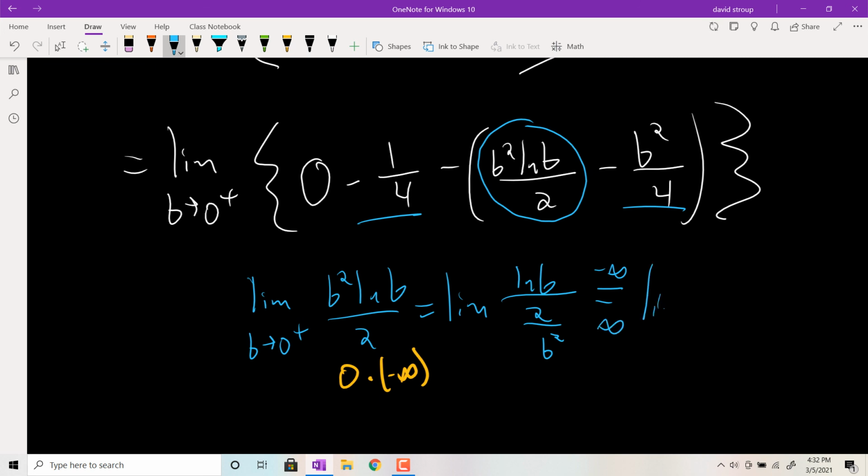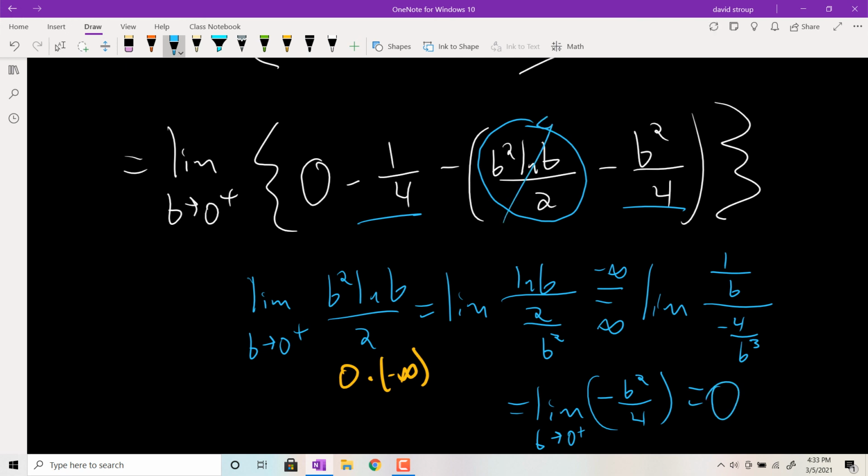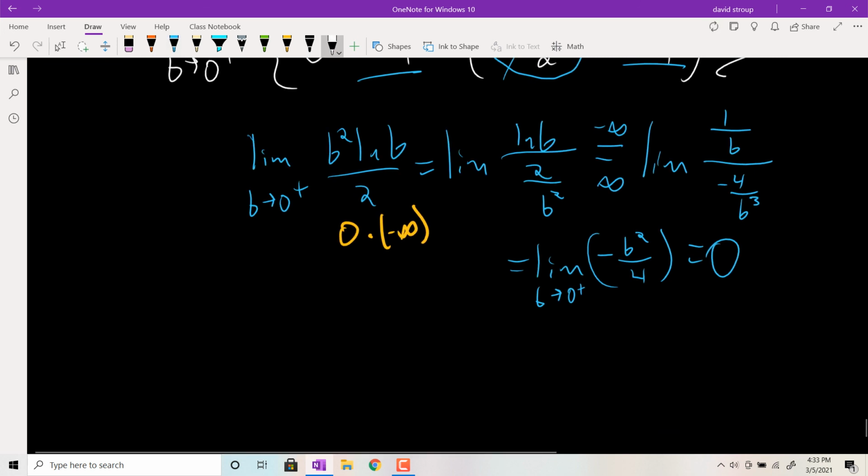All right, so I go limit of 1 all over b all over negative 4 all over b cubed. So that'll be the limit, if you multiply by reciprocals, negative b cubed over 4b, which will be negative b squared all over 4. And then remember, your limit is going to 0. So that's just going to be 0. In other words, this thing will be 0, and we're just left with negative 1/4 for our answer. So that'll equal negative 1/4. In other words, it's convergent.